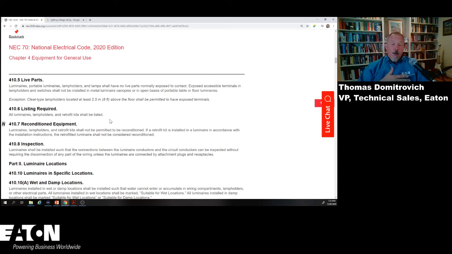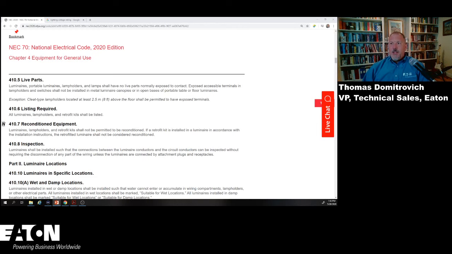some of the requirements that we see in the National Electrical Code reflect what's in the standard. As long as you're buying a listed luminaire, the correct markings will be there, etc. You have to make sure that you apply them in the right locations. So 410.6 says that all luminaires, lampholders, and retrofit kits need to be listed. And then obviously you need to follow the listing marking requirements.